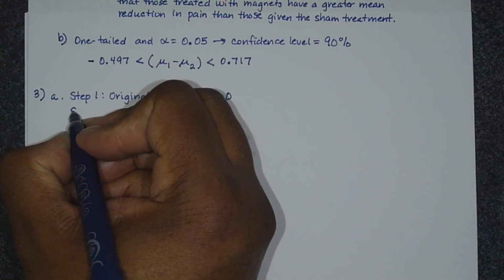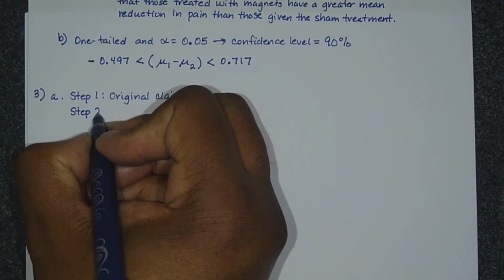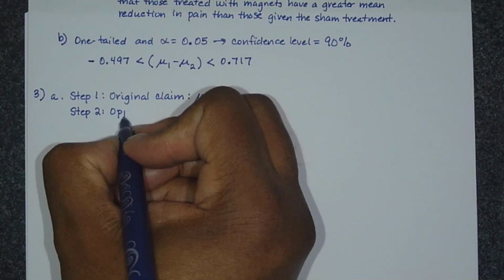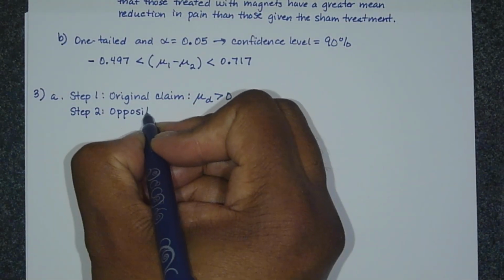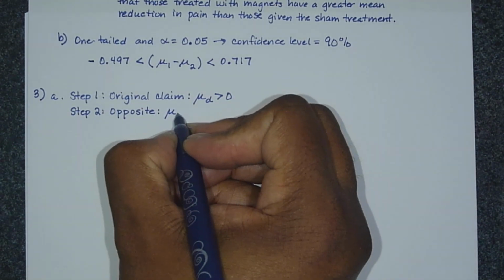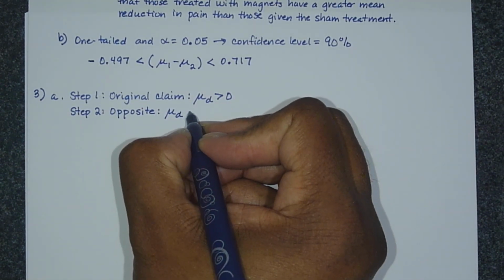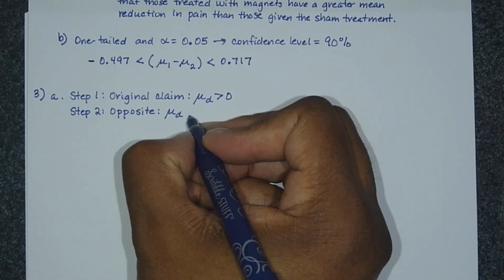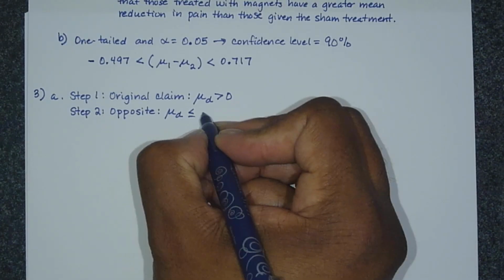And then step number 2, the opposite of the original claim. That's going to be mu sub d is what? Less than or equal to? Less than or equal to 0.